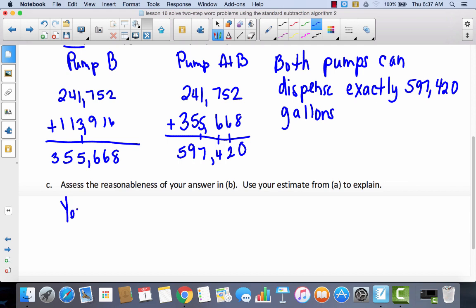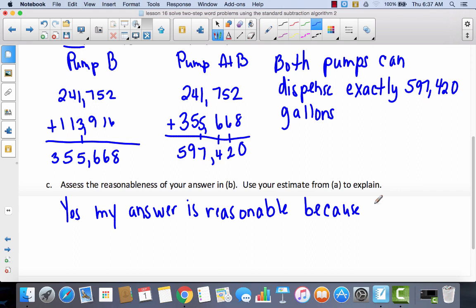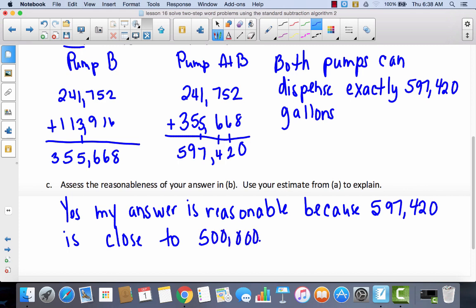So we're going to say, yes, my answer is reasonable because 597,420 is close to 500,000. And notice when I say close, it's reasonably close, okay? It's not super close.